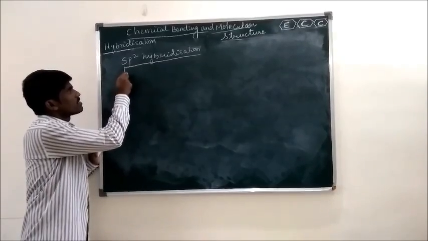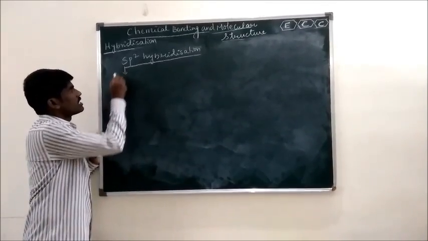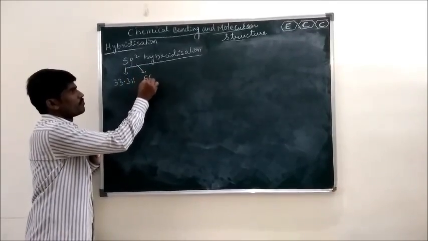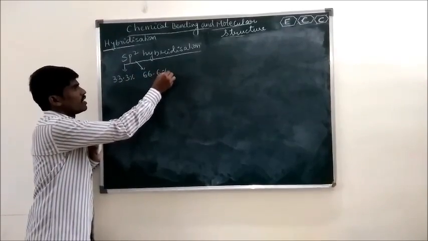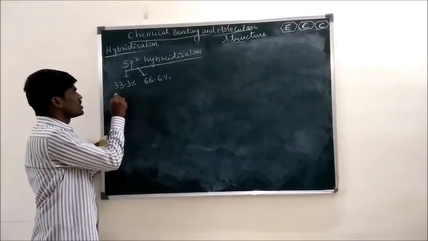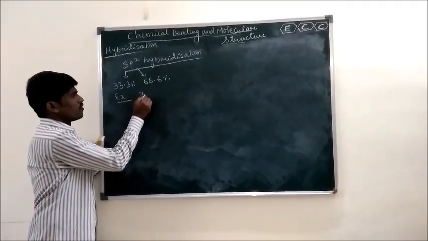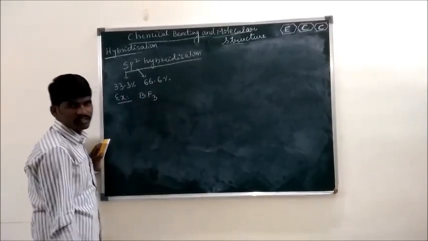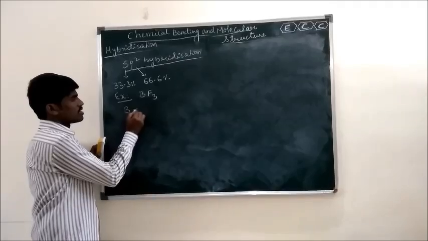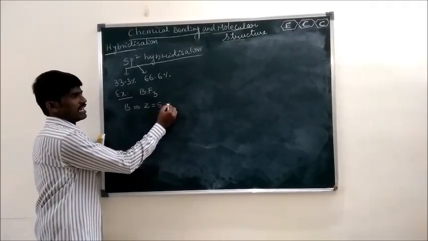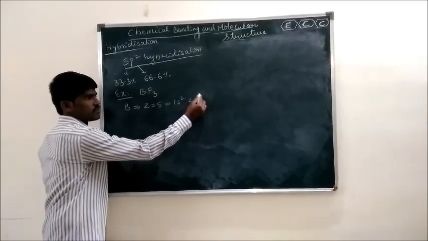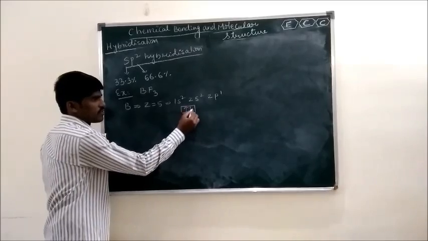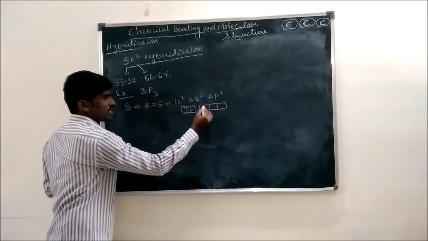In sp2 hybridization, the percentage of s character is 33.33%, whereas the percentage of p character is 66.6%. I will consider one example, the formation of the boron trifluoride molecule. How is the BF3 molecule formed? Boron is the central atom whose atomic number is 5 and electronic configuration is 1s2 2s2 2p1.